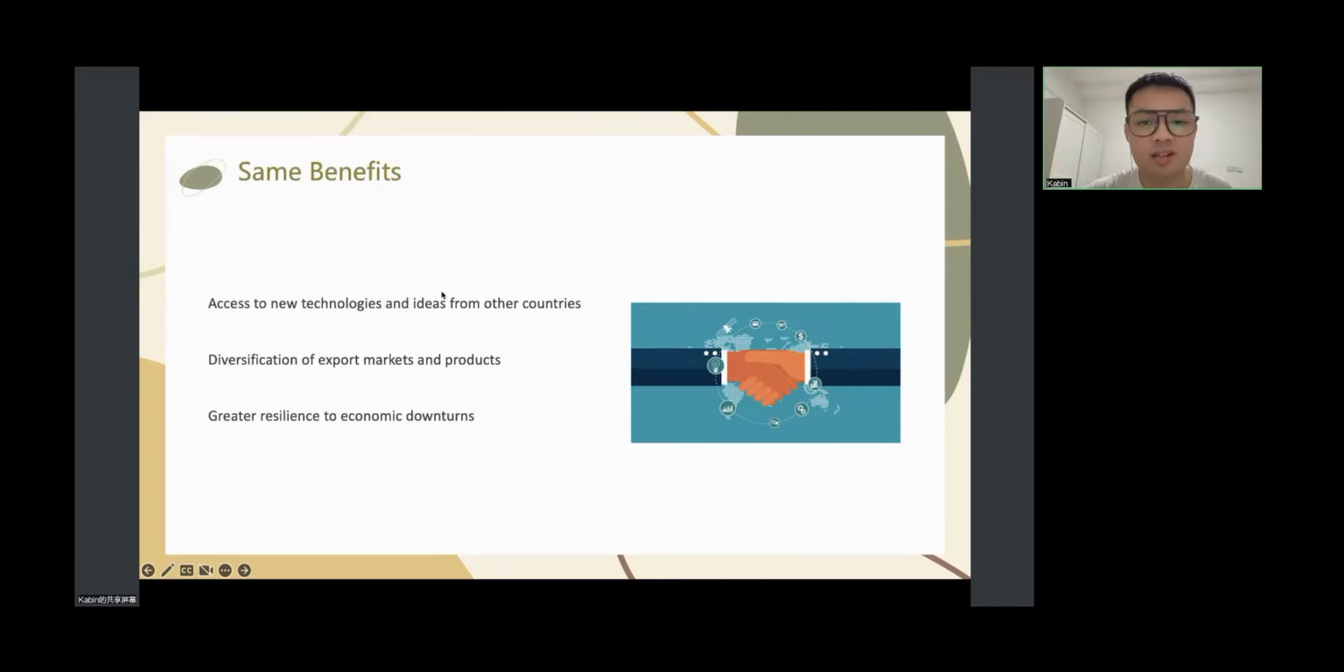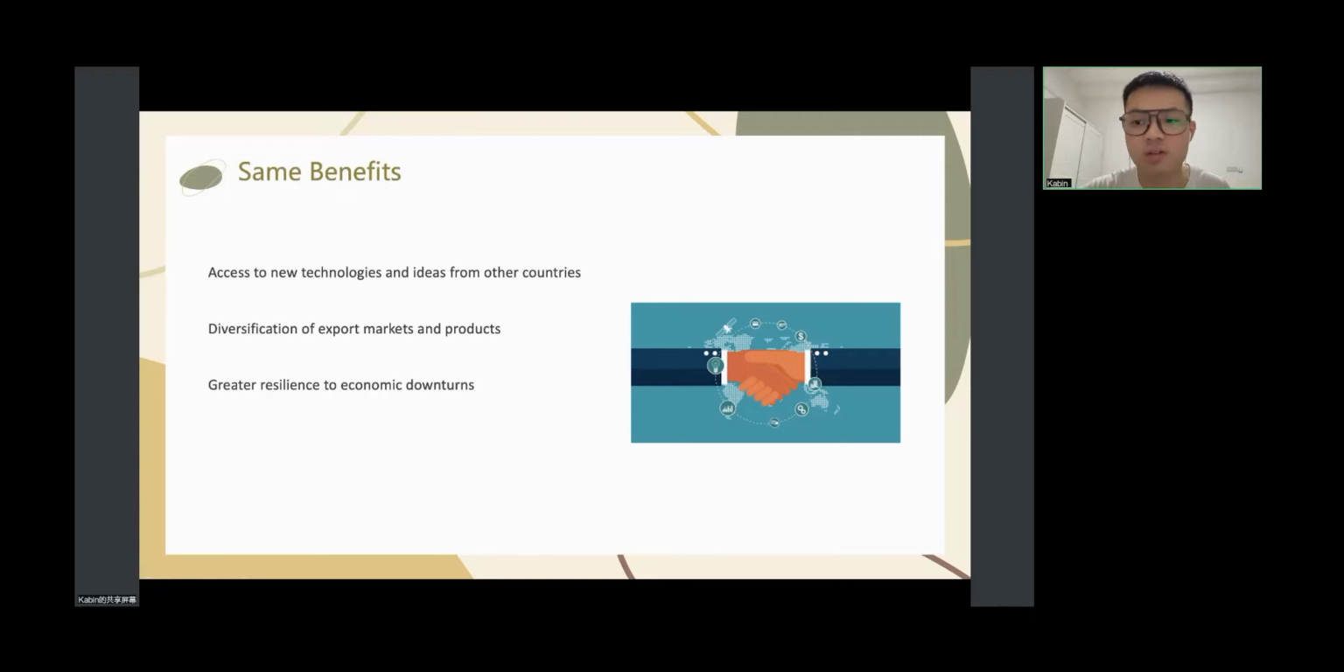The first, access to new technologies and ideas from other countries. Developed countries and developing countries can learn about new technologies and ideas from other countries through global trade, which can help to improve their own industries and economy. The second one, diversification of the export market and the products.